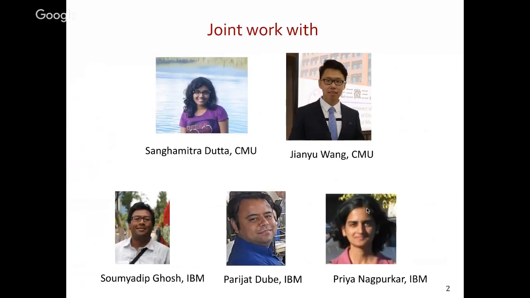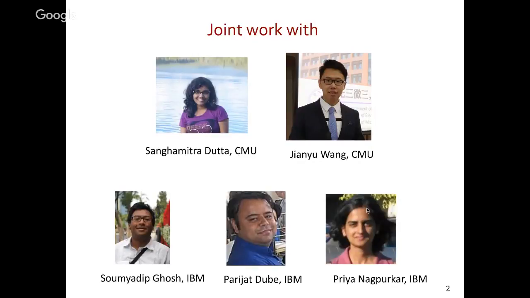The work that I'm going to present today is joint work mainly with two students at CMU, Sanghamitra Datta, who is advised by Pulkit Grover but interned with me at IBM Research, where I was working before I joined CMU, and Jianyu Wang, who is my PhD student. We also collaborated with several people at IBM, including Soumyadeep Ghosh, Parijat Dubey, and Priya Nagpurkar, who are co-authors on the paper with Sanghamitra.